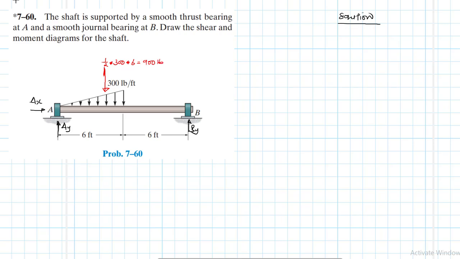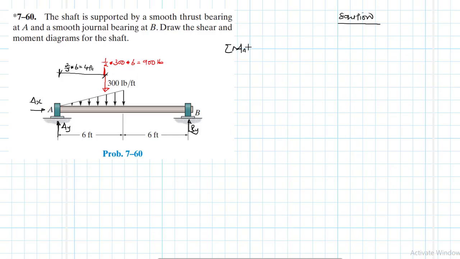pounds. And this load is positioned, or its location is 2/3 of 6, which is equal to 4 feet, right? 4 feet. Great. So quickly let's apply the equations of equilibrium.